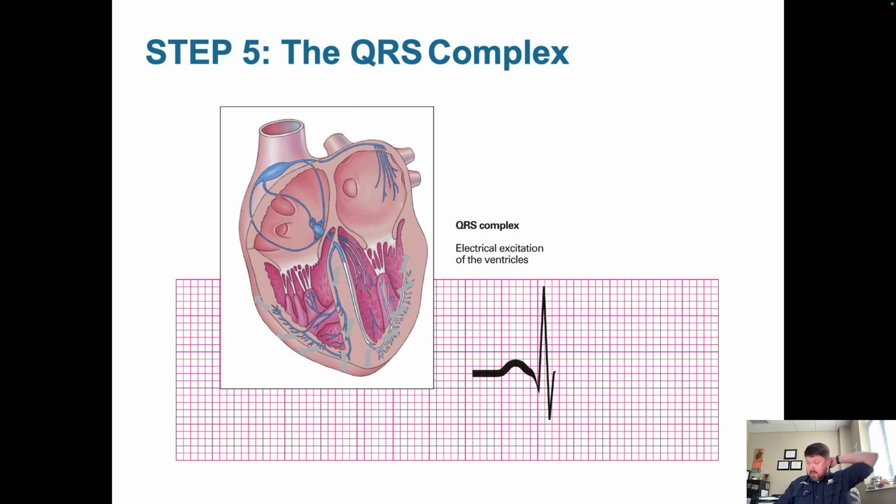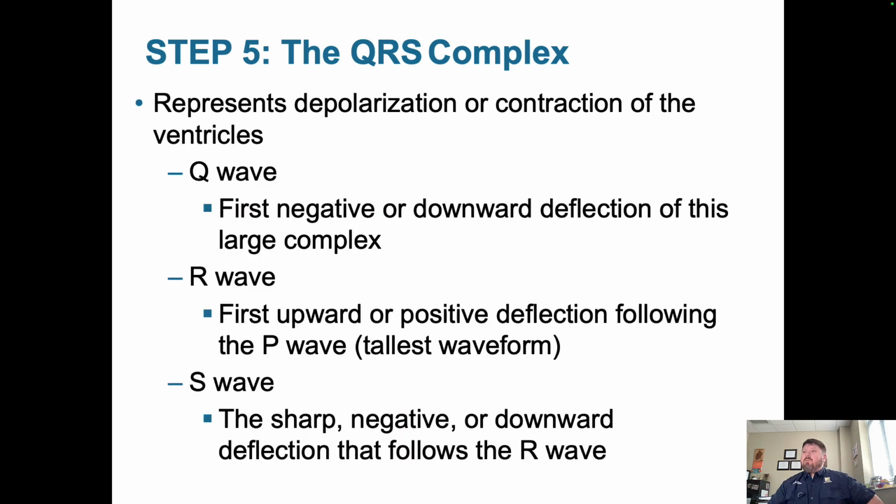Then lastly, we're going to measure the QRS complex. The QRS complex is going to be measured from the start of the Q wave to the J point. So in this one, we have 2.5 boxes, which gives me a 0.10 second QRS. Your Q wave will always be your first negative or downward deflection of the large complex. Your R wave is your first upward or positive deflection following the P wave, and then the S wave is the sharp negative or downward deflection that follows the R wave.